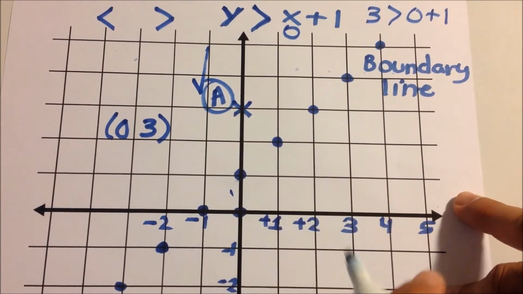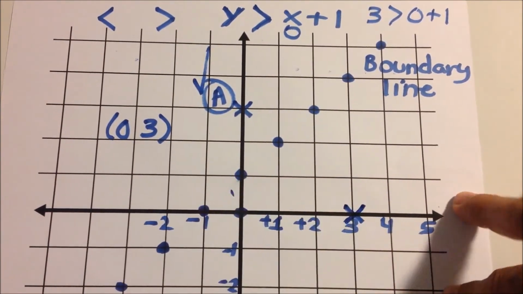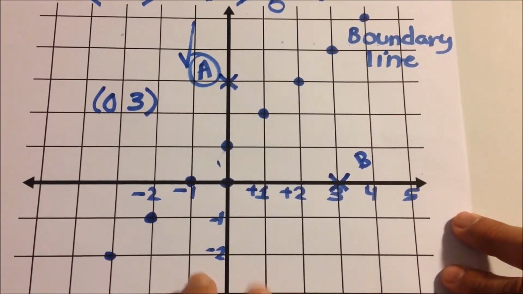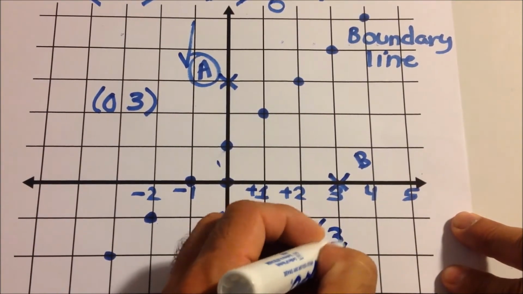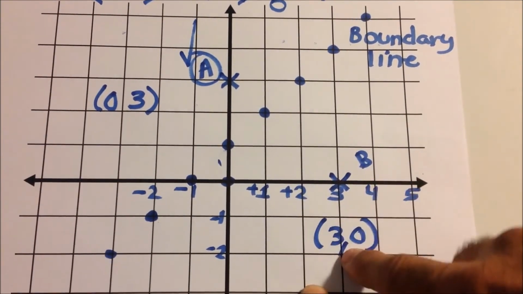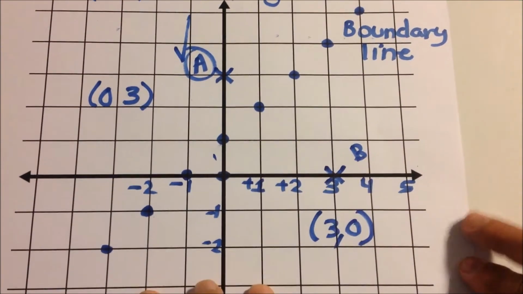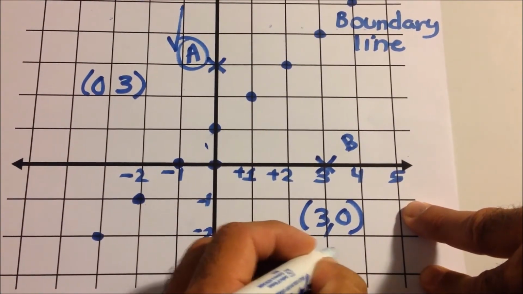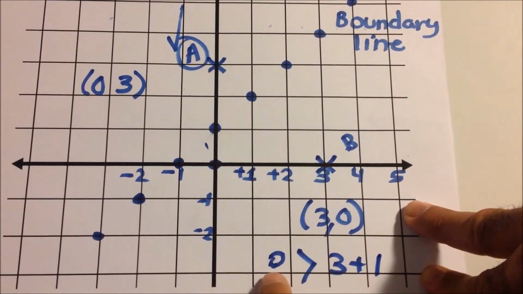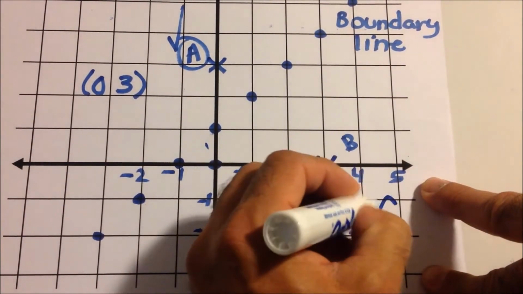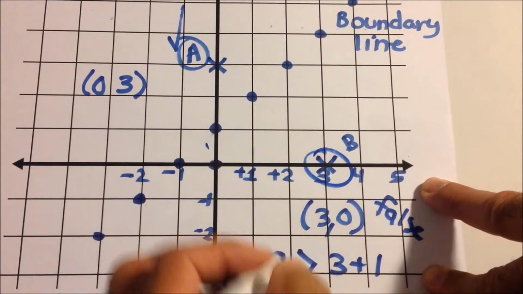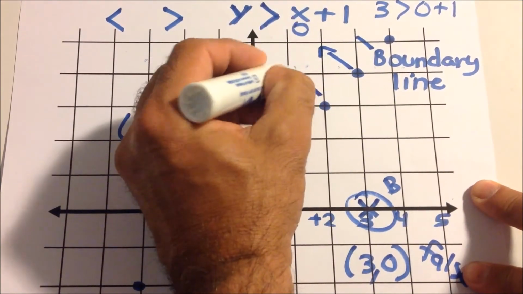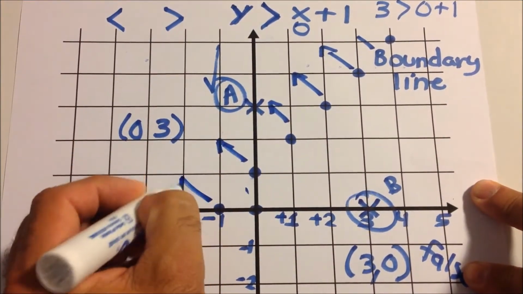Let's see if it works on this side. Let's do something right here. Let's make that test point B. So in test point B, we're saying it's at 3, 0. That's the coordinate pair for that point. Let's see if it works. So we're saying now that y has to be 0, and 0 has to be greater than 3 plus 1, because x is 3. Is 0 greater than 3 plus 1? No, this is false. We know that this does not work. So we know now that the inequality will work on this side of the boundary line. Just put some arrows here.